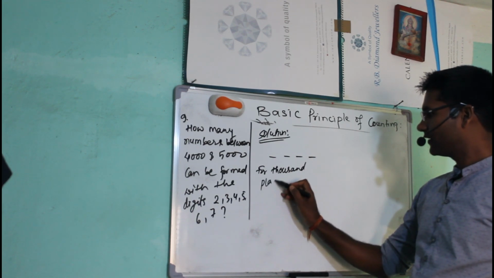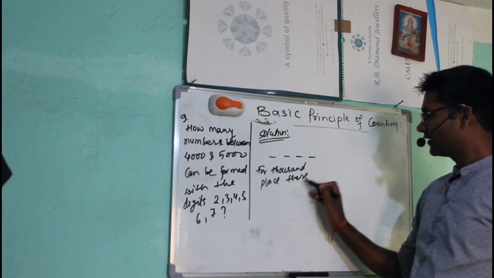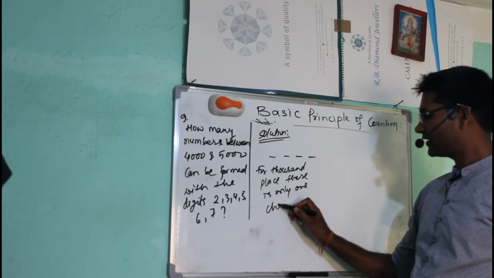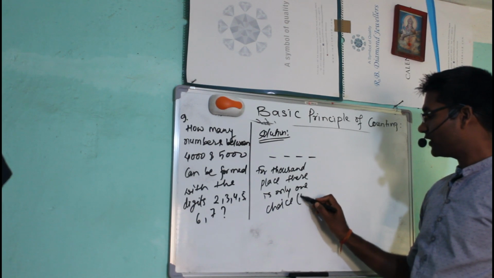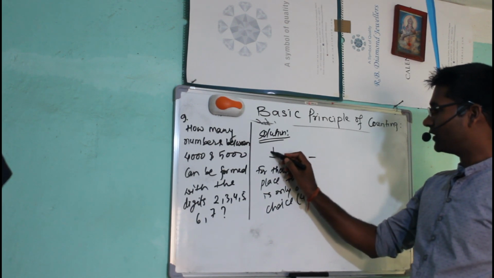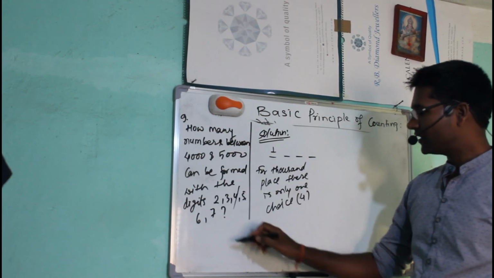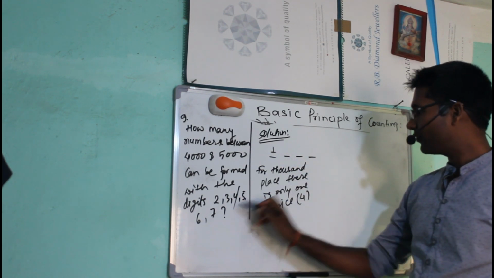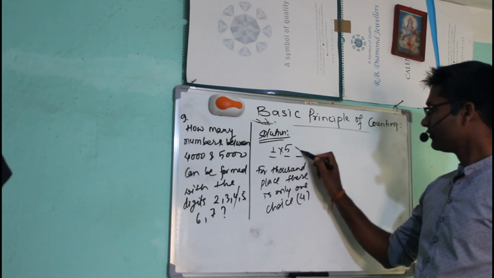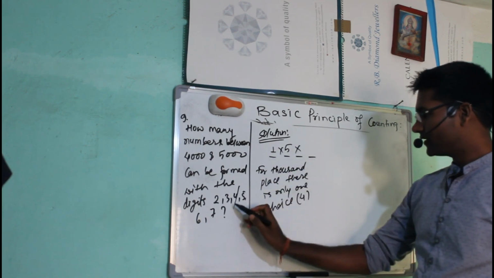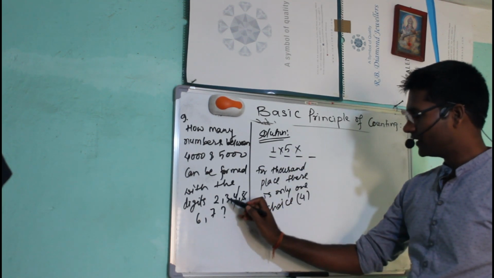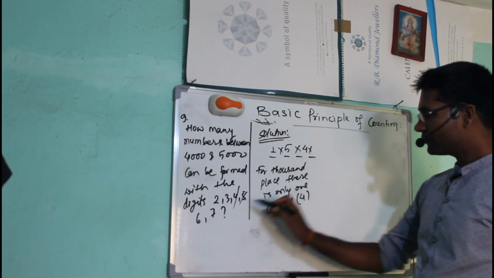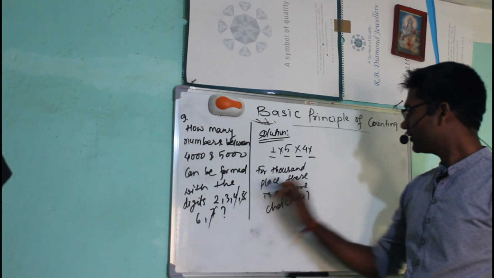For the 1000s place there is only one choice. That means we can use only 4. So the choice is only 1. Now this 4 is already used. So what are the choices for the 100s place? 5 choices. For the 10s place, suppose you have chosen one, so the remaining choices will be 4. And then for the unit place, there will be 3.